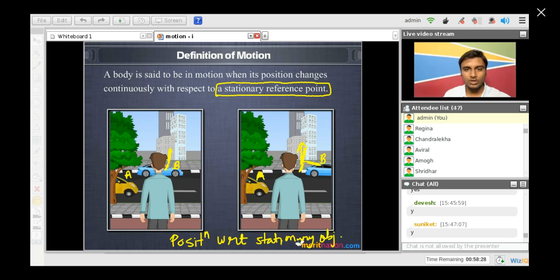We're talking on the Earth only. With respect to Earth, many objects are at rest. This tree is at rest with respect to Earth. This car is at rest. This guy is at rest with respect to Earth. But the only thing is that car B is moving. That is why car B is in a state of motion.